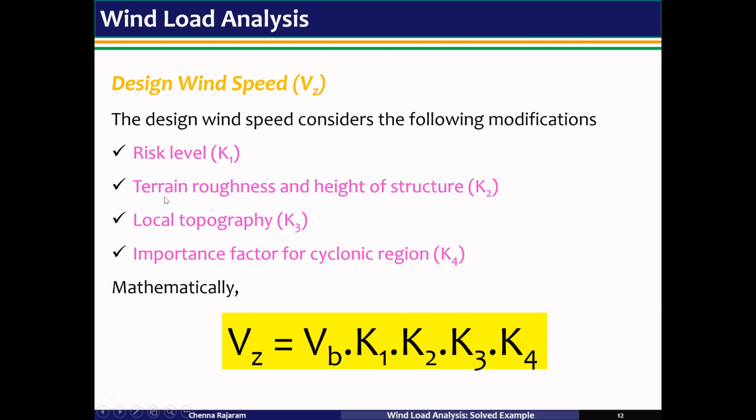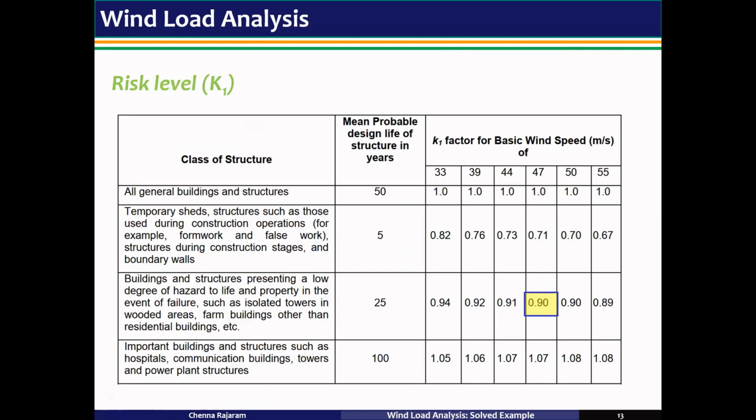K1 is risk level, K2 is terrain roughness and height of the structure, K3 is local topography, and K4 is importance factor for cyclonic region. Mathematically, it is represented as the product of VB, K1, K2, K3, and K4. As per IS 875 Part 3 2015, the K1 factors are given for various classes of structures with the mean probable design life of the structures in years for various basic wind speeds.